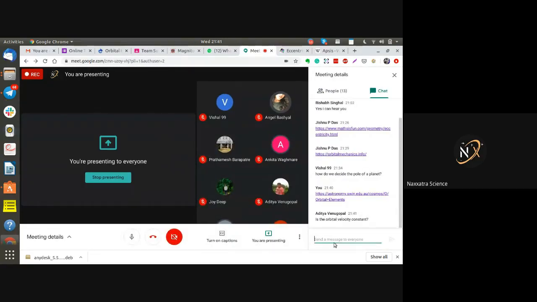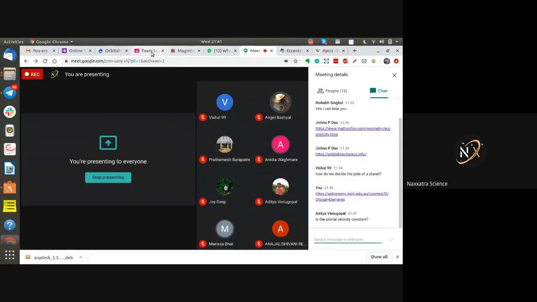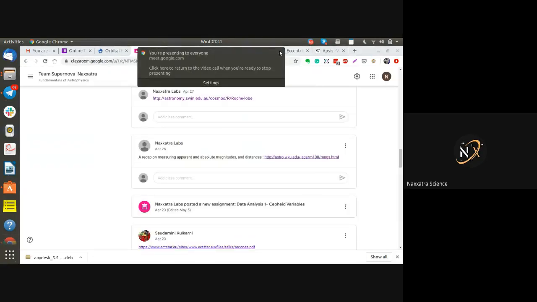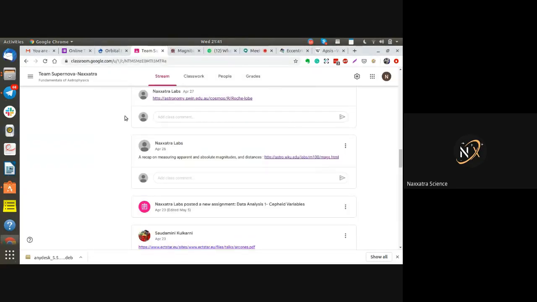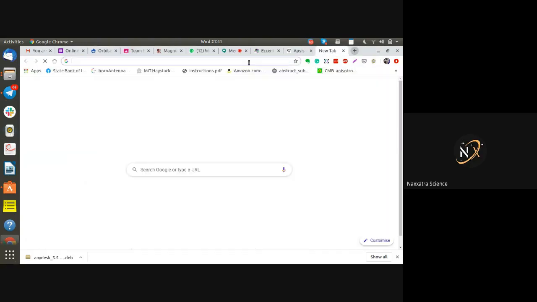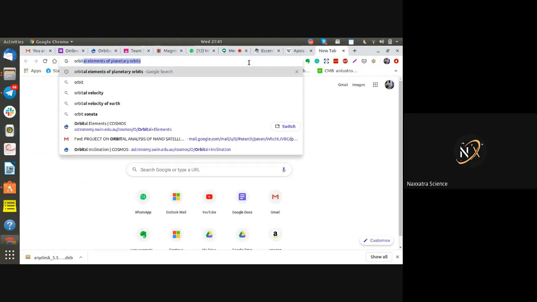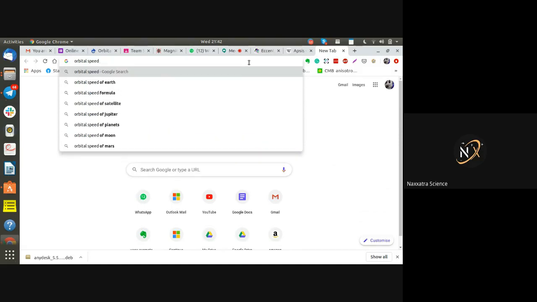Is the orbital velocity constant? It's around 30 kilometers per second for the Earth, and it is not constant because when the Earth is closer to the perihelion, it's going faster, and when it is away from the sun, it is going slower. What is constant, according to Kepler's second law, is the area covered. So orbital speed in an ellipse cannot be constant.